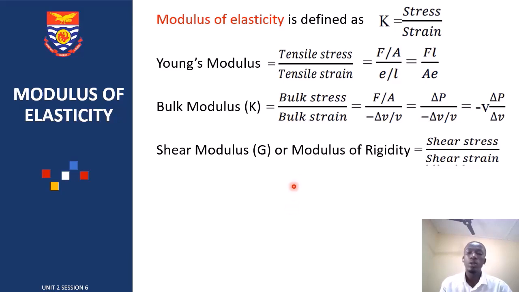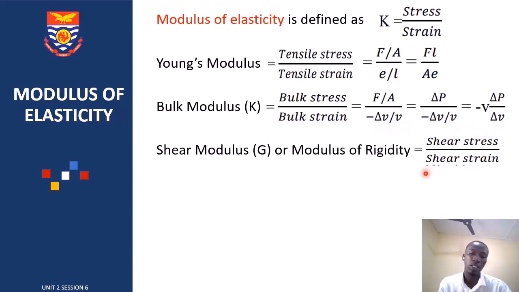We can say that Young's modulus is equal to what? Tensile stress over what? Tensile strain. And we already know the formula for tensile stress as what? F over A. And tensile strain as what? e over L. We divide and we get a final expression as FL over Ae. Likewise for the bulk modulus, that's the bulk stress over bulk strain. We already know the formula, you put it in, you get a final expression as this.